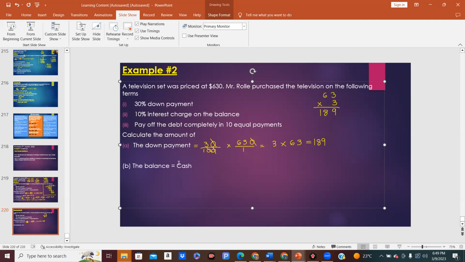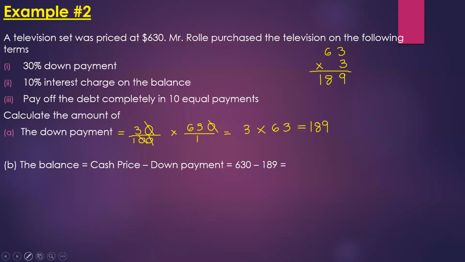So cash price minus the down payment or the deposit. It's going to be cash price is 630 minus the down payment, which is 189. And when we subtract them, let's do that subtraction properly. So when we subtract them, we have 630 minus 189.